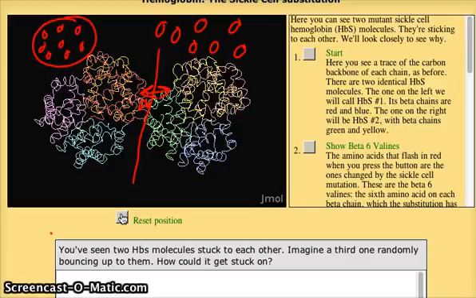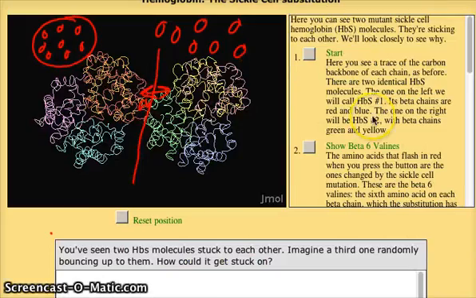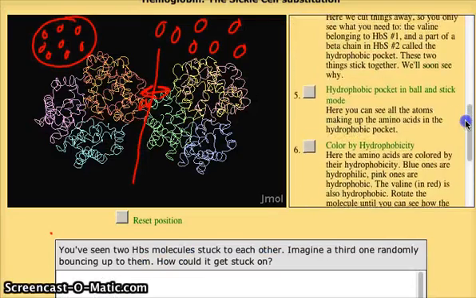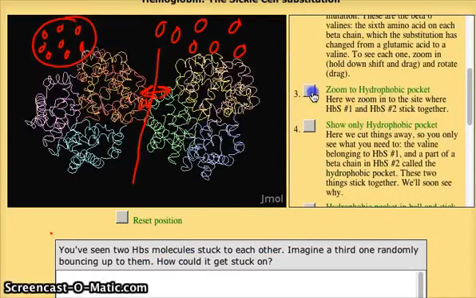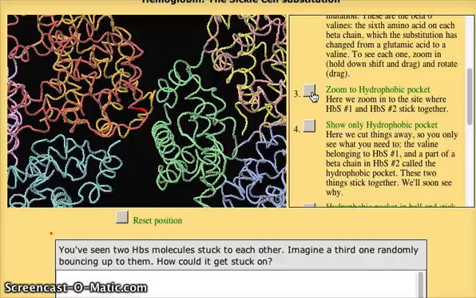Alright, but in sickle cell, if we look closely at this, let's zoom into just our hydrophobic pocket here. In our hydrophobic pocket there, if this is valine here instead of glutamic acid, valine is hydrophobic, and this is now hydrophobic, so they stick. They stick together, so they both want to come together and stick together.